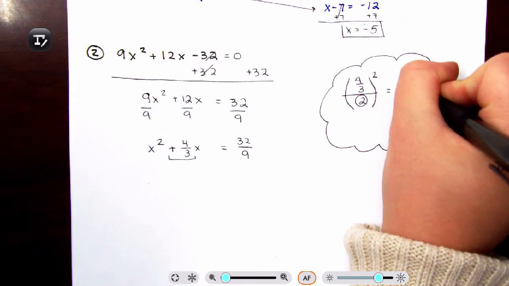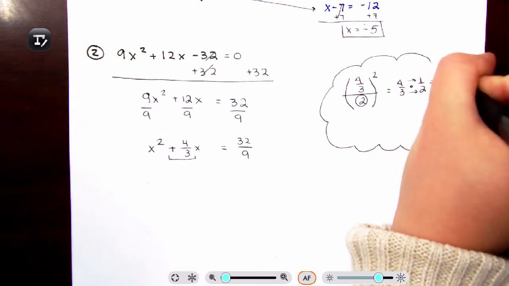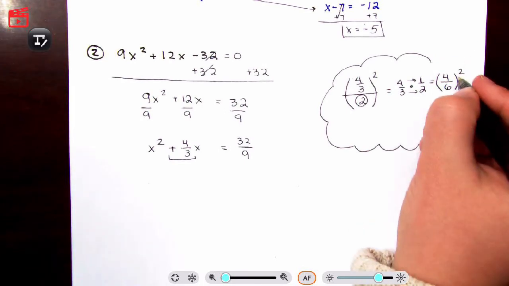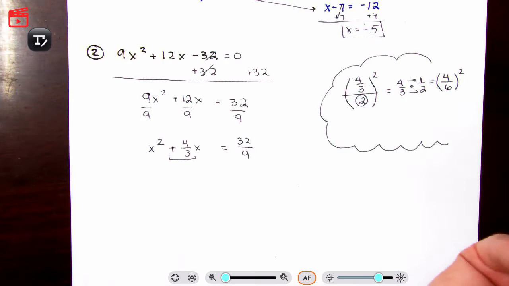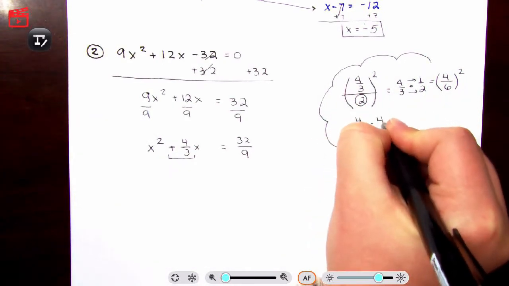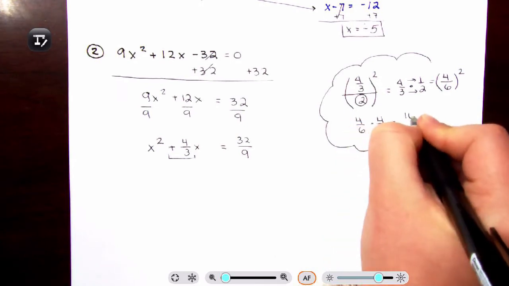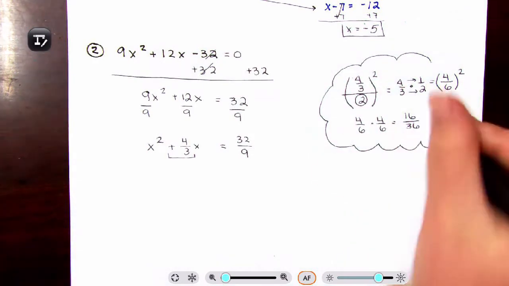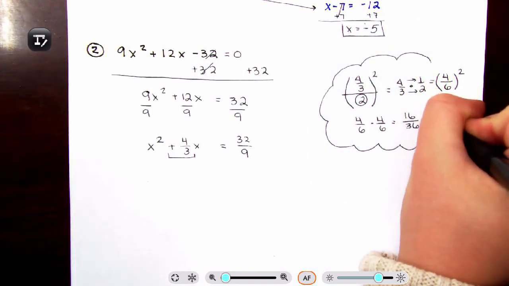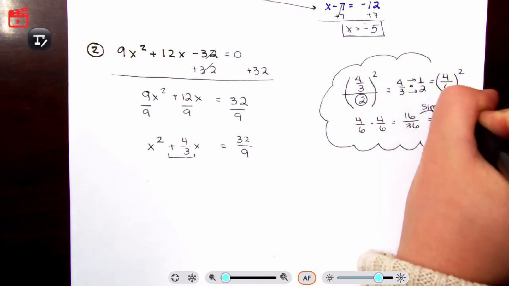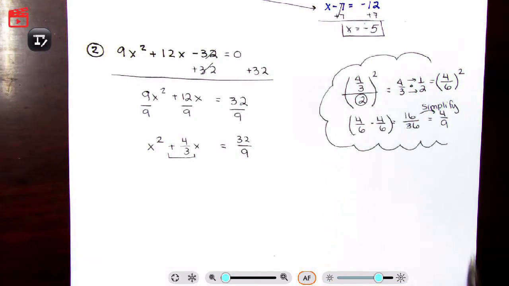Multiplying across, I have 4 times 1 is 4. 3 times 2 is 6. Again, that has not been squared yet. You can square it, then simplify, or you can simplify it, then square it. It's your choice. But let's square it. So that means I have 4/6 times 4/6. That means I have 16/36. And 16/36, we have to simplify that fraction, equals 4/9. This is us simplifying. And this is our squaring. So we get 4/9.